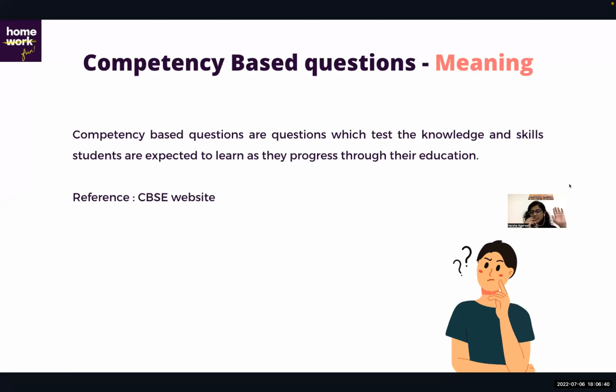All right. And you can see references on all my slides. My content is not something which I've written on my own, but it is a reference from very valid, very reliable sources. Here also I've taken the reference of CBSE itself for the meaning of it. All right. So that is the basic meaning of competency based questions.